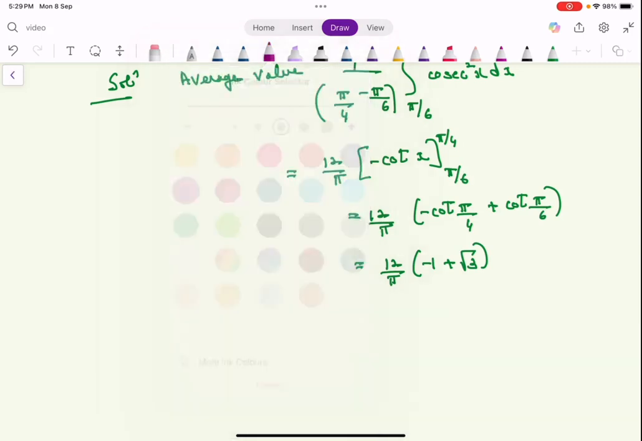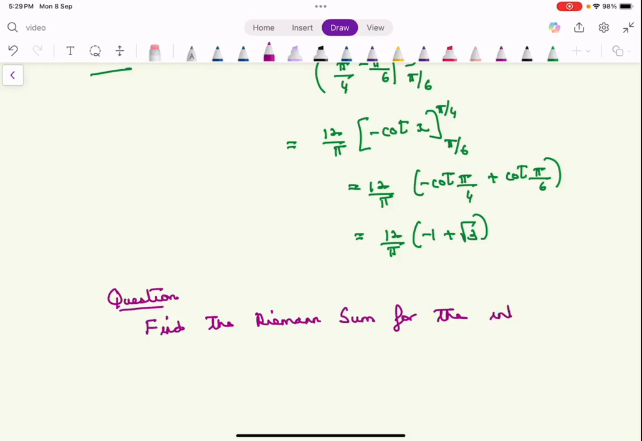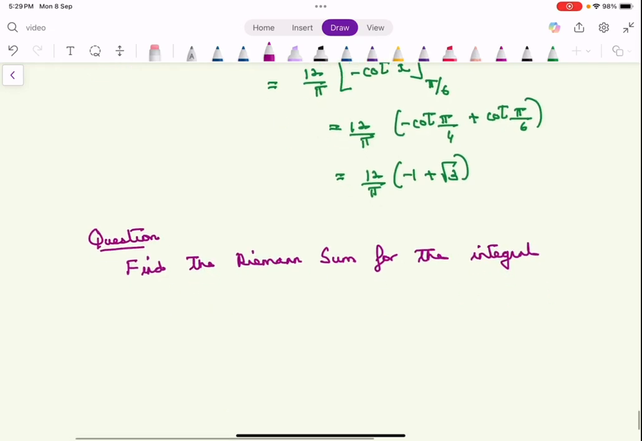Moving on to the next question, let's take a different color pen. So the question will be, find the Riemann sum for the integral 0 to pi sine 3x dx.